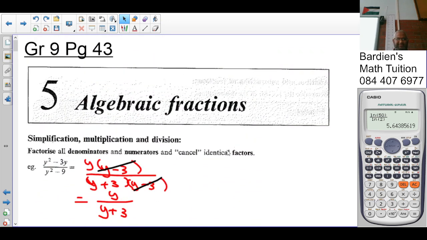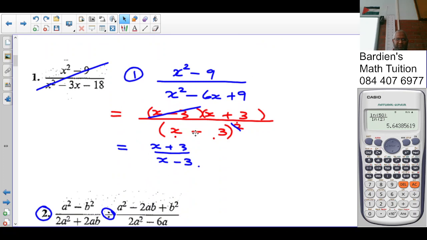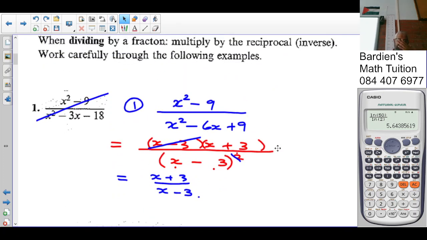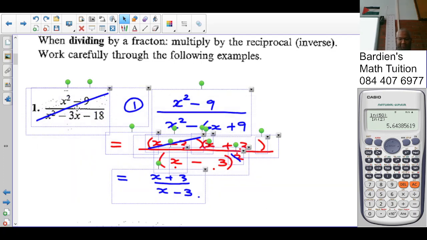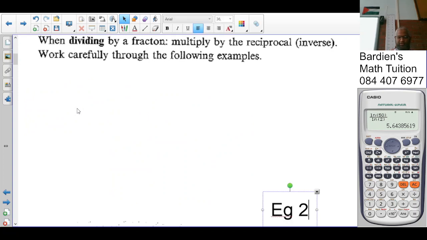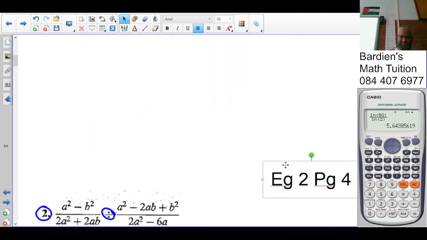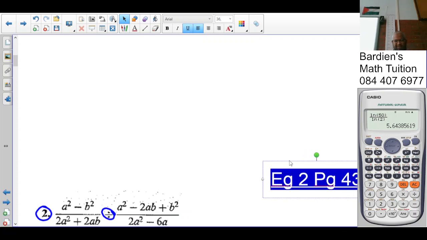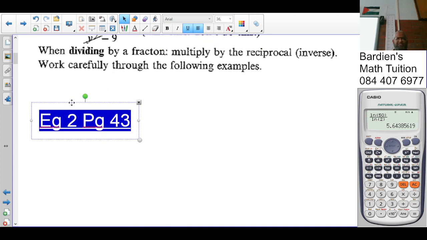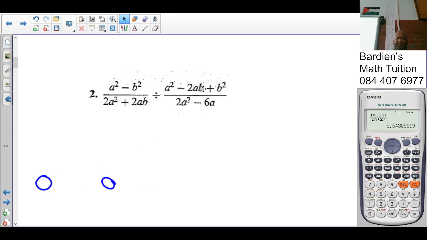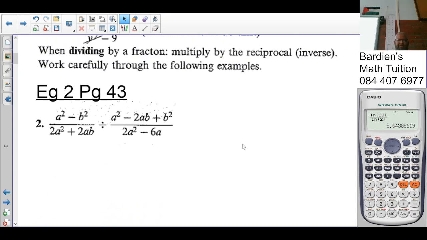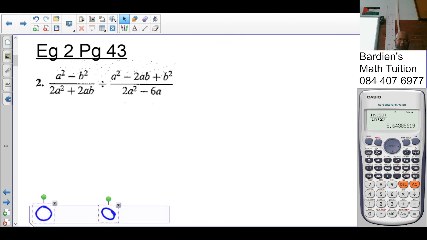Okay, we'll do another one. Hang on, you guys are too fast. Okay, this is example 2, page 43. As you know, I'm changing some of these sums here to accommodate only the factorization that you have done at this point. You guys okay with that? Yes. However, in example 2, you can do it with the information that you have at this point. You can factorize and flip, or first flip then factorize, or first factorize then flip. It doesn't matter.